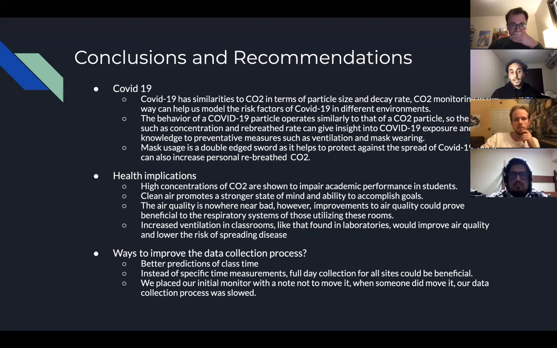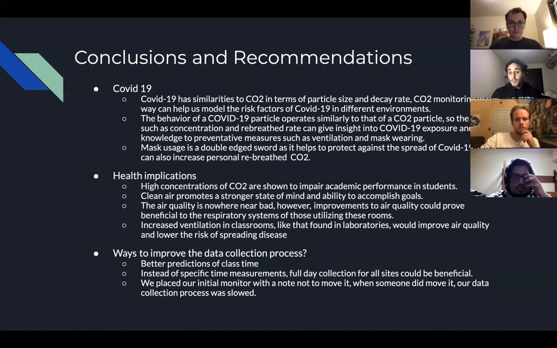There are also health implications that we found. Clean air promotes a strong state of mind and ability to accomplish goals. And with high levels of CO2, students and regular people alike may not have the best tools to accomplish their goals. And that's why air quality is important.